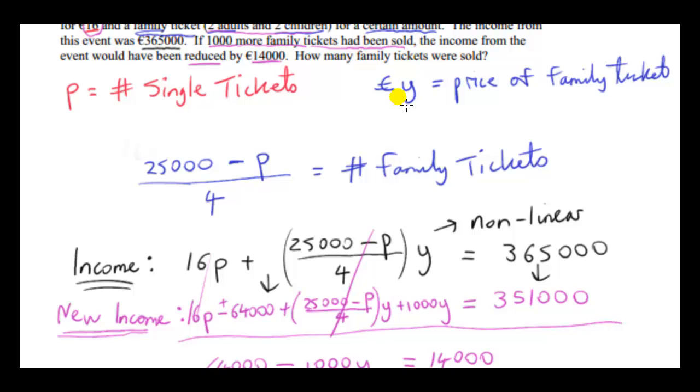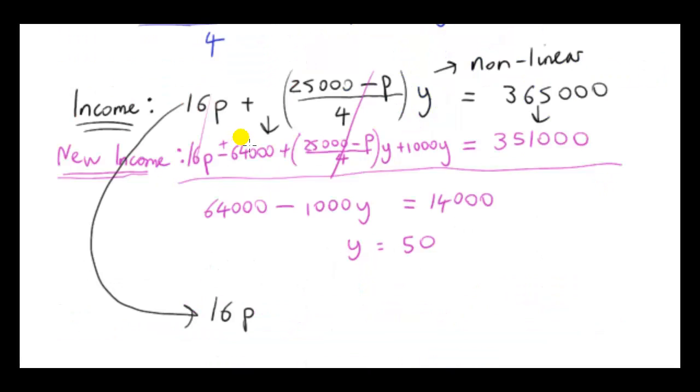So we found the price of a family ticket. It's 50 euros. Now let's find p. That's straightforward. We just substitute this value into one of these two equations. So I'll substitute into the top equation. So we'll have 50 times this expression here.